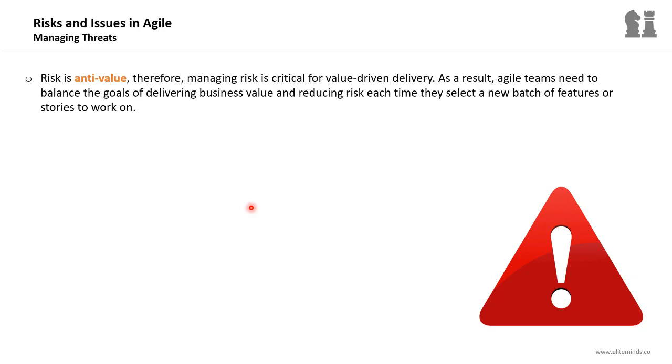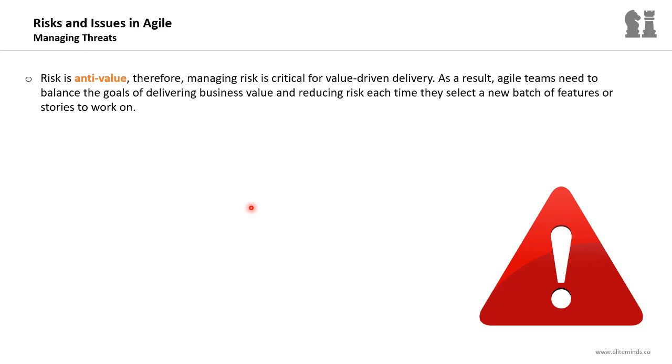In Agile, a risk is anti-value. Unlike the traditional approach, risks in Agile are only negative events. There are no opportunities considered as part of risk management in Agile projects. So risk is always an anti-value. Therefore, managing risk is critical for value-driven delivery in Agile projects.